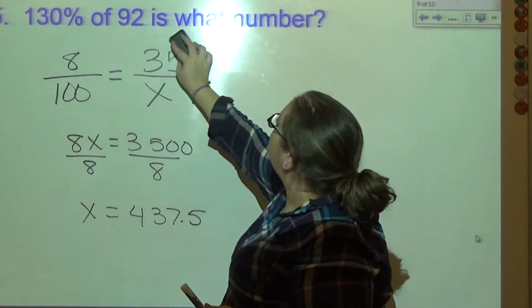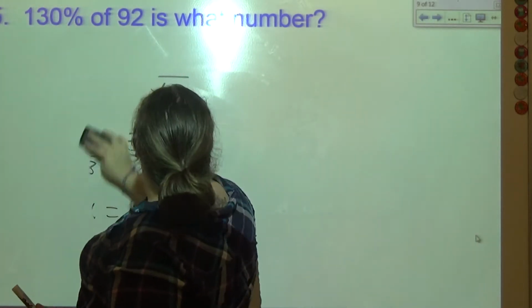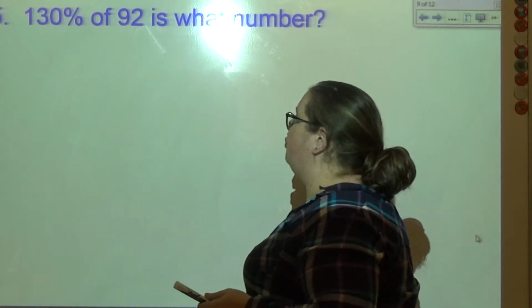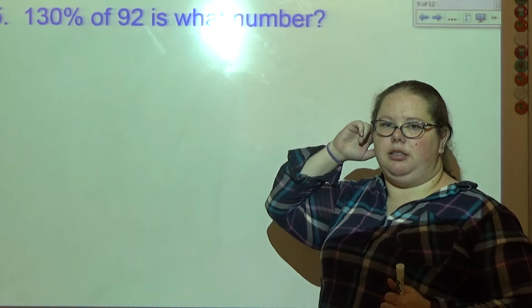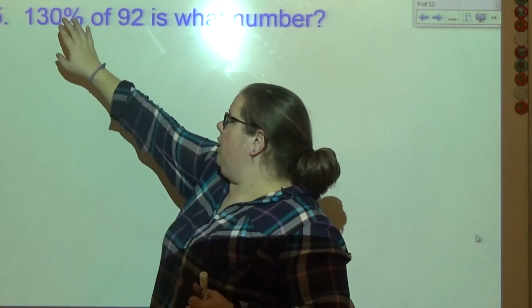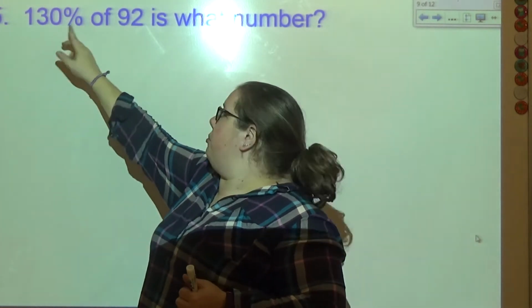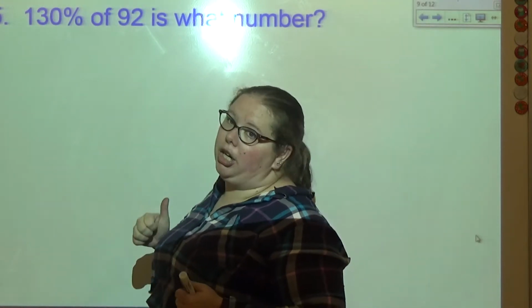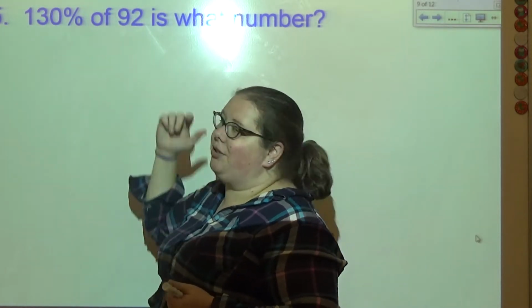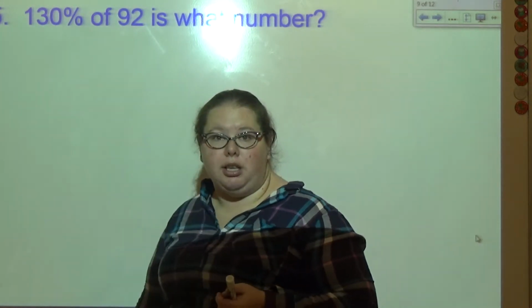130% of 92 is what number? Now notice, that's more than 100%. So what does that tell us? That when we find a number bigger than 100% of 92, our answer, our part, is actually going to be bigger, right? My guess is around 120 or so.